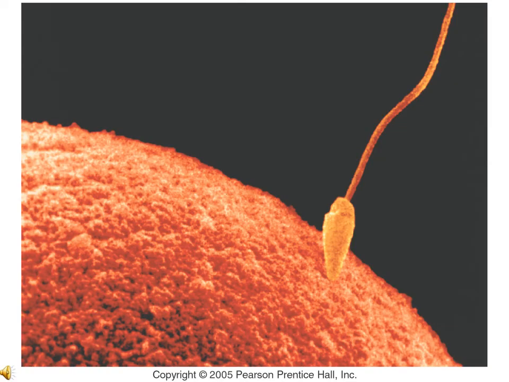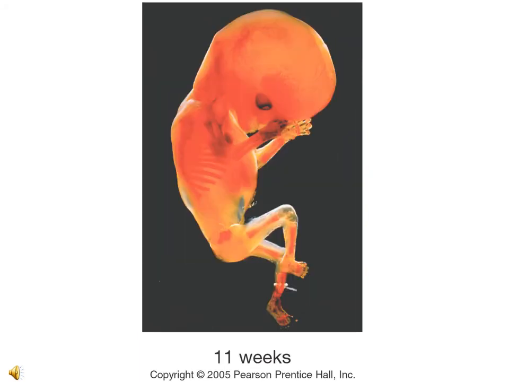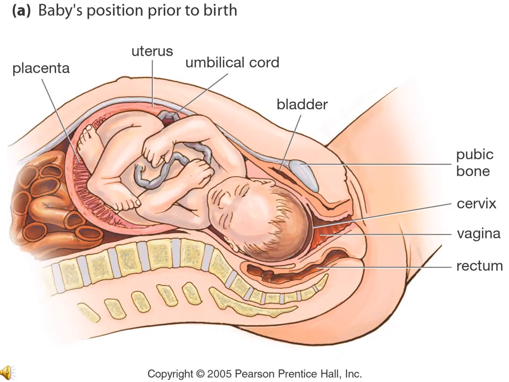So after fertilization, let's just look at the miracle of life per se, as shown through these images. Here we're looking at a 6-week-old embryo. Now we're looking at an 11-week fetus and a 5-month-old fetus. And finally, we're looking at the delivery process. Of course, you can quite readily see how this process works. And it's a real challenge for the fetus to get through.